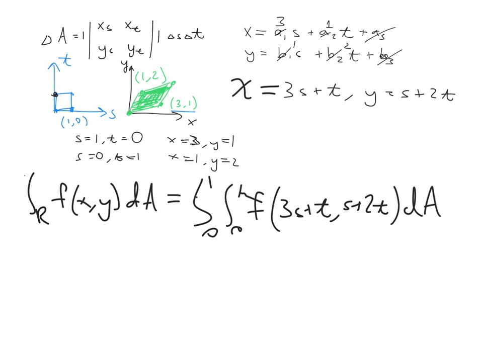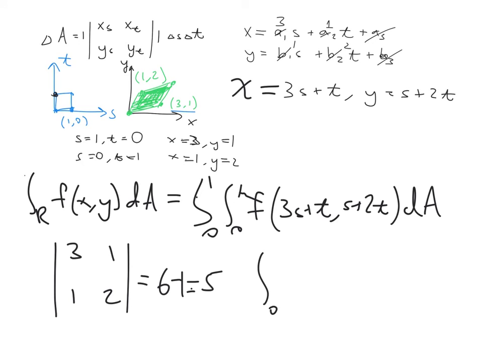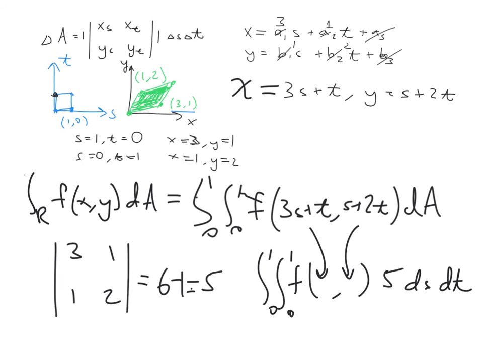To find dA, we'll take this determinant. x sub s is 3, x sub t is 1, y sub s is 1, y sub t is 2, and so this is 6 minus 1 equals 5. And so we have the integral from 0 to 1, the integral from 0 to 1, the function written in our new variables, 5 ds dt. And so this integral in our new coordinates is describing this parallelogram and a function of points on this parallelogram using new coordinates that simplify it.